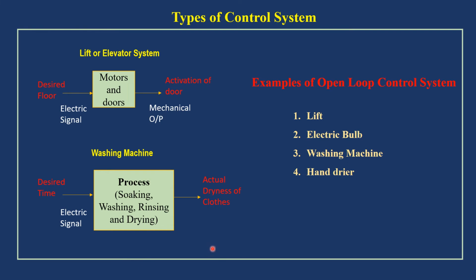But it does not depend on the cleanliness of clothes. So this is about the examples of open loop control systems. We will move on to examples of closed loop control systems.